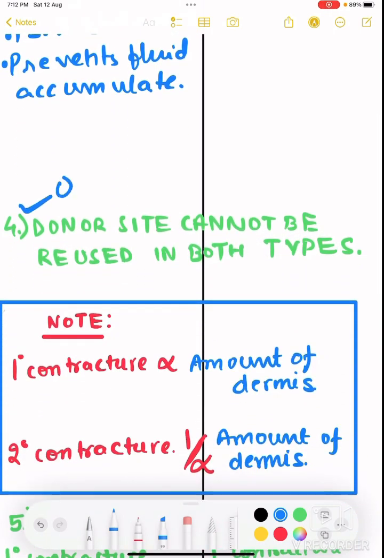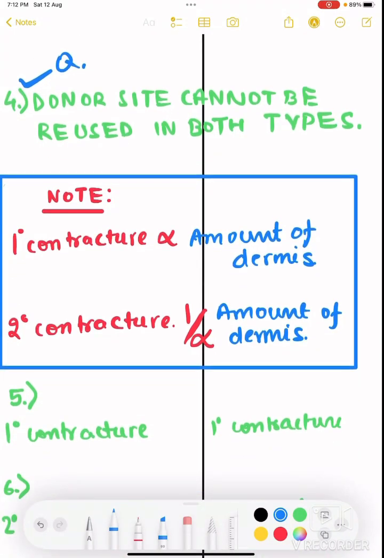Very important point for both of these, that donor site cannot be reused in both the types. Once you have used that particular site in split or full thickness skin graft, you cannot reuse the site for any type of grafting. Now there is a very important thing that I want to tell you, that primary contracture is directly proportional to the amount of dermis and secondary contracture is inversely proportional to the amount of dermis.